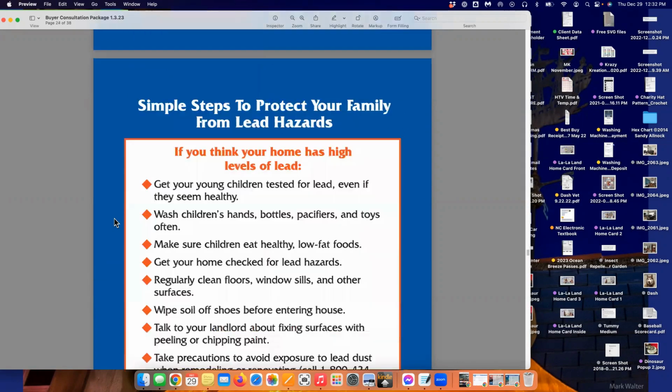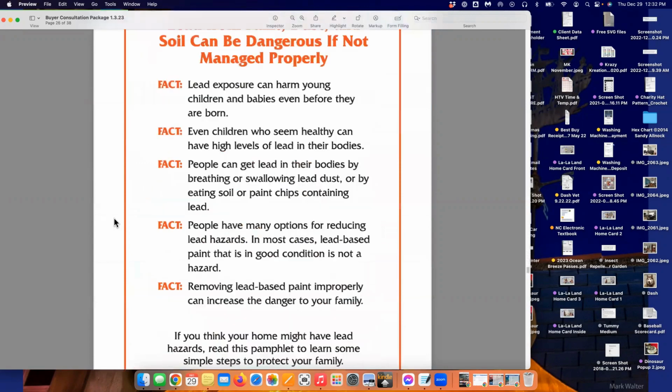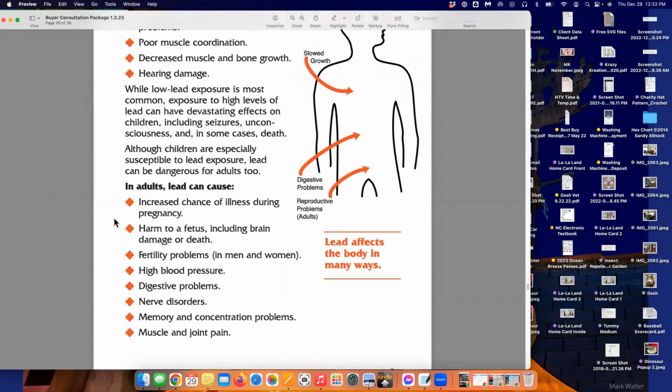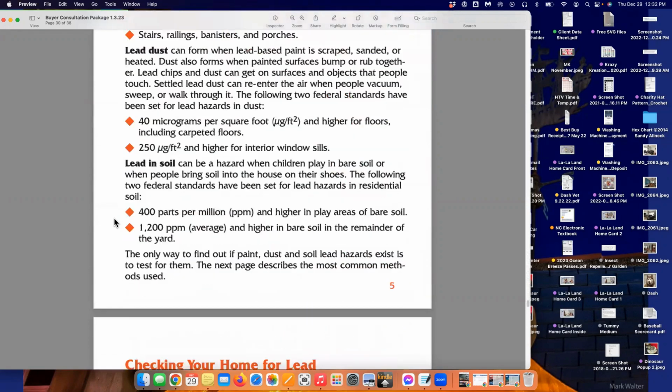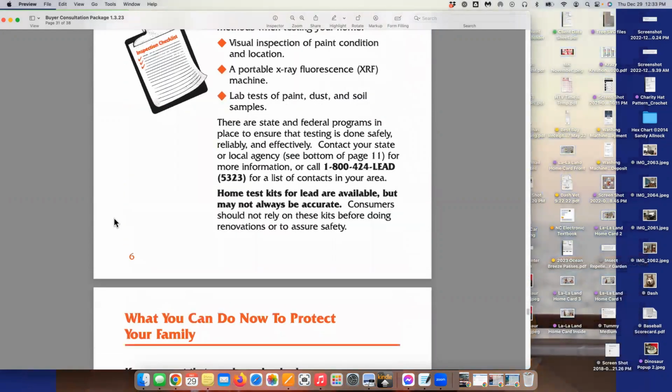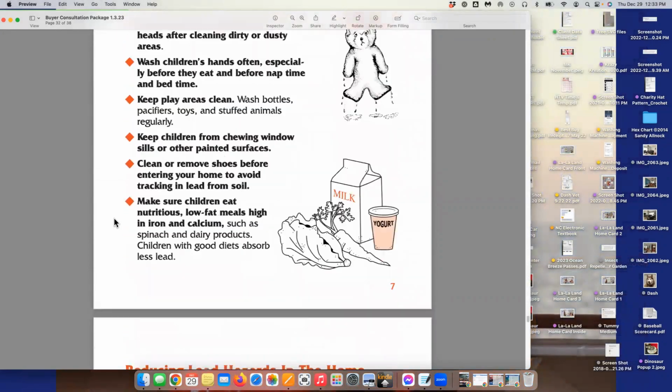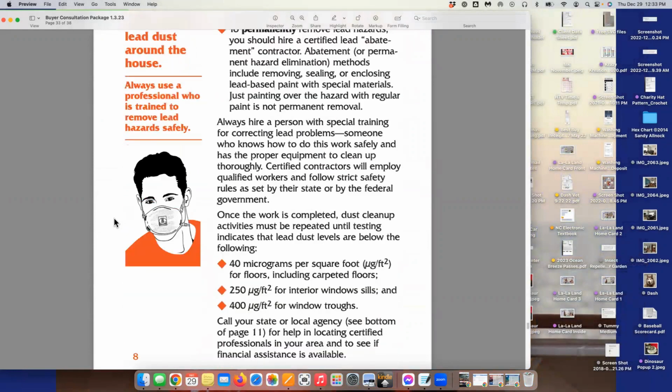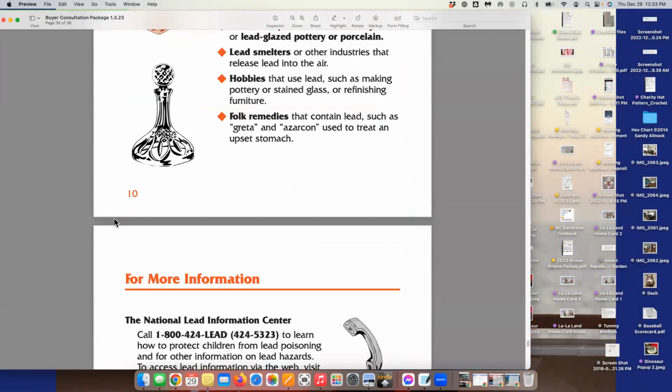And it's quite a long document, but it really is easily and well explained. So it's easy for them to understand and have the knowledge about what they can expect if they buy a home built prior to 1978.